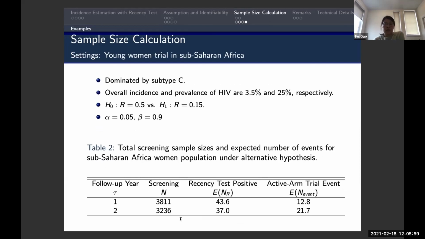In another example, we consider a young women trial in sub-Saharan Africa, and this area is dominated by subtype C, and it has slightly lower incidence, 3.5%, and slightly higher prevalence, 25%. So in this population, the total screening sample size is still manageable. It's less than 4,000 subjects that need to be screened to conduct this trial.